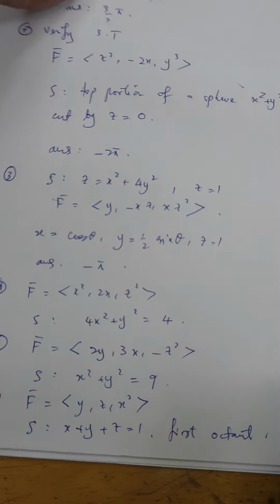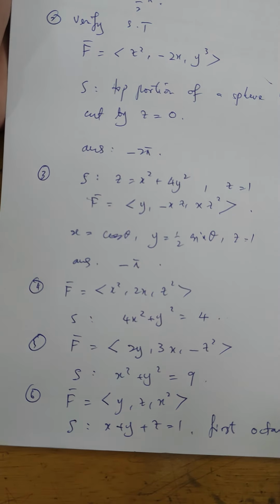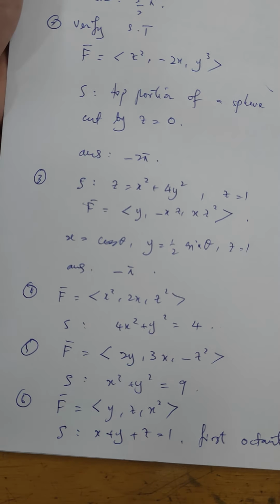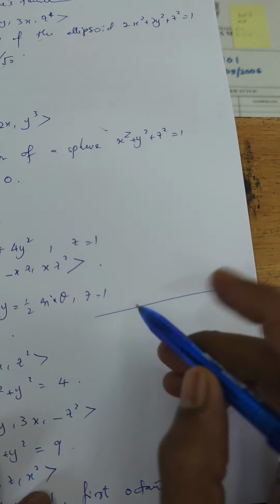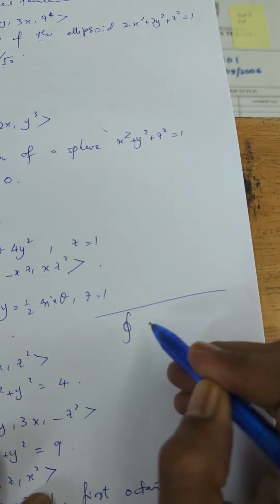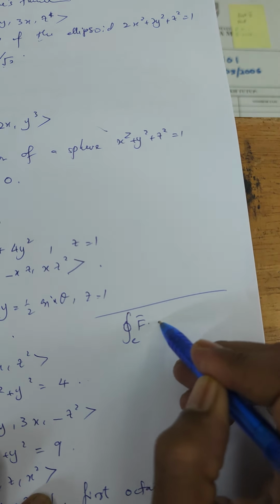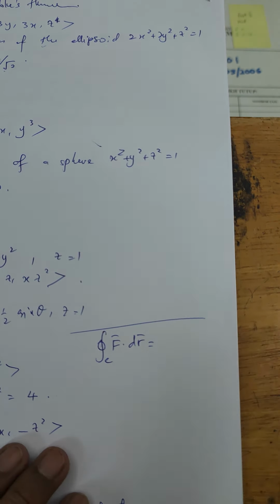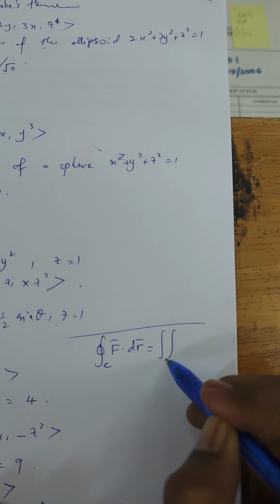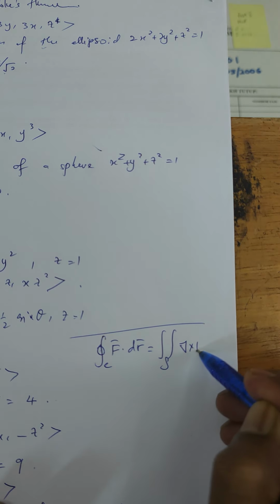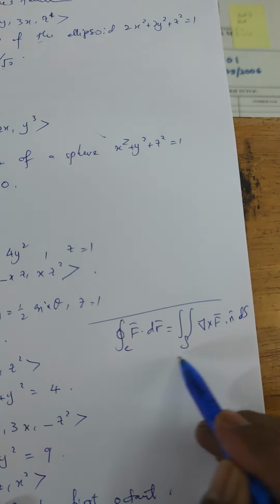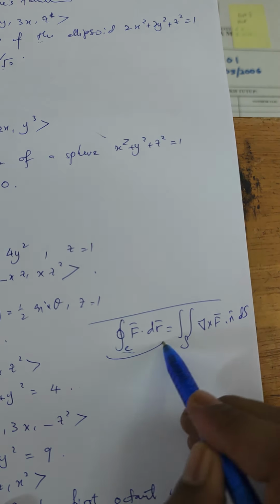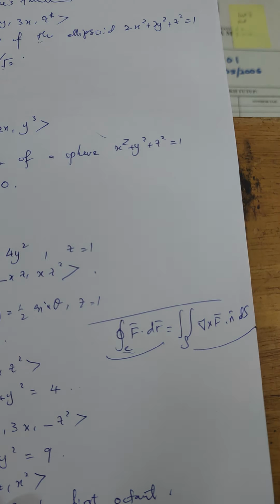I think with those couple of examples, it's enough for you to try to verify. Verify means you do both sides. We integrate the line integral of F dot dr, and using the Stokes theorem, the surface integral of curl F dot n dS. So verify means we do this side and this side, both, and they should give the same answer.